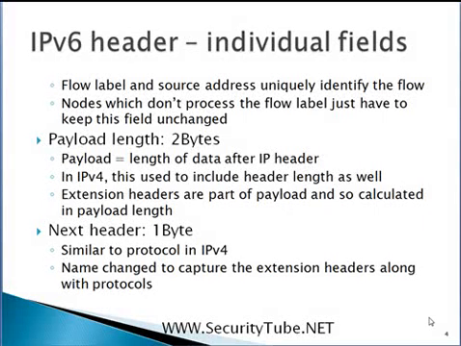So flow label and source address uniquely identify a flow. Nodes which don't process this flow label have to just copy this flow label and forward the packet.